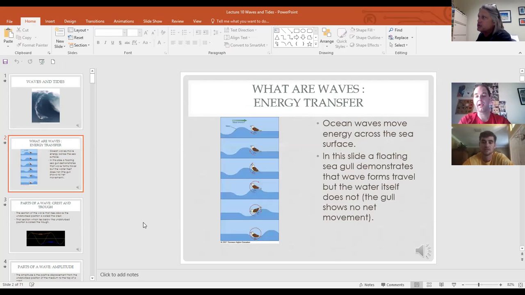So waves are the transfer of energy. There's no net movement as a wave passes by if it's not breaking. If it's breaking, then there will be a push, but there's no net movement on a deep water wave. It's a circular or orbital motion. And you can see our friend, the ring-billed seagull. The ring-billed seagull is moving up, around, and down, but he or she winds up in the exact same place after the energy disturbance or wave has passed.